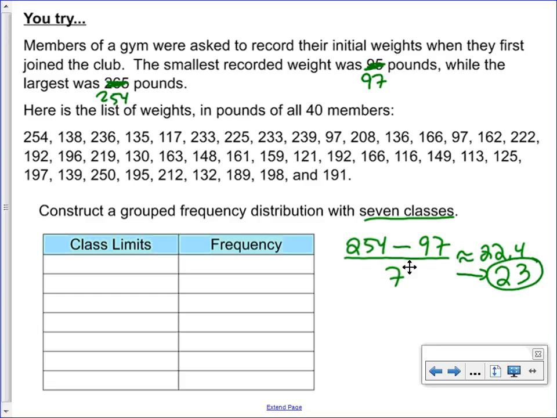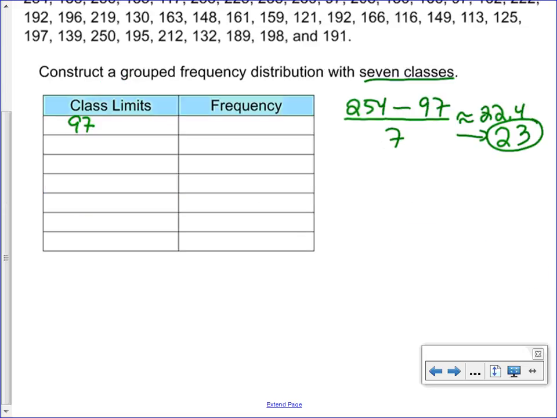So to find the first one, you start at 97, and then you go 97 plus 23, take away 1, is 119. And then you start at 120.